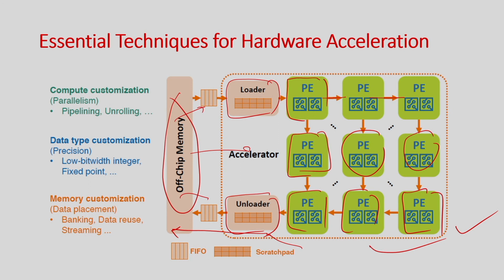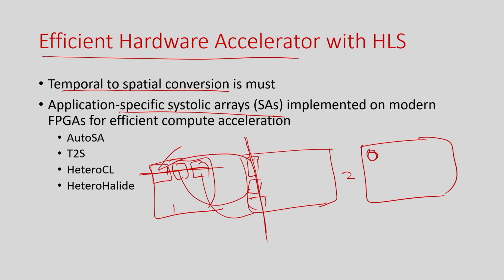Okay. So, this is what I want, and the point here is that I have given a sequential example, a sequential behavior. So, the question is how I can achieve this, because this will result in a very efficient hardware. How can I generate this? For that, there are 4 tools available: AutoSA, T2S, Hetero-Halide. I am going to talk about all of them briefly.